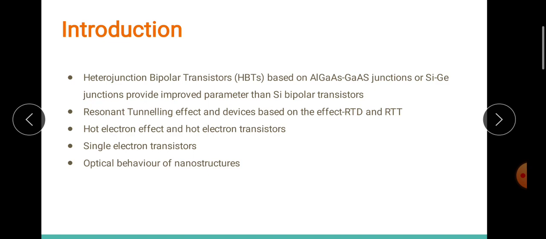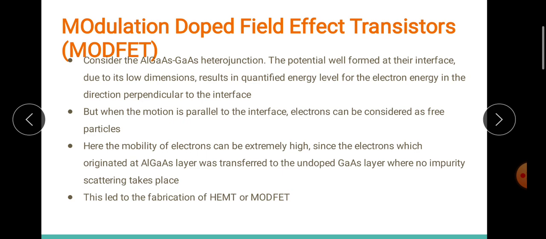And we have seen that as we are reducing the size of our devices in the nanometric range, even a single electron can contribute greatly to their electrical and optical properties. We have seen the Coulomb blockade effect, and based on that you have the single electron transistors. And later we shall see the optical behavior of nanostructures too. So I hope I could just give you a brief idea about what we shall face in this module. Let's get started with our first electronic device, the modulation doped field effect transistors, or the MODFET.